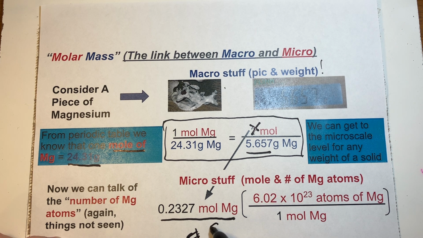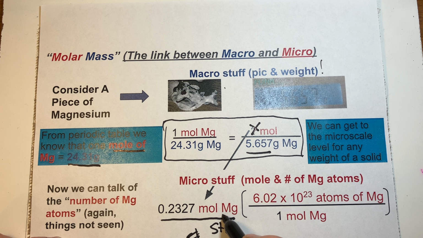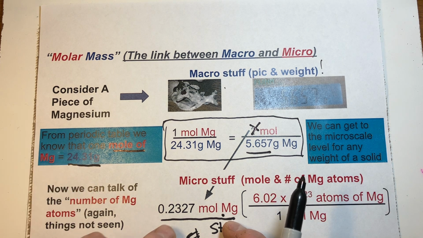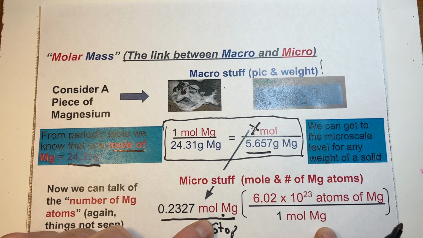We could stop there if we wanted to, but we could also go past moles and know the number of atoms of magnesium. We could take that number, and I'm showing this in sort of a dimensional analysis approach, and go one step further, dividing it by mole term and knowing that we have to multiply by 6.02 times 10 to the 23rd.